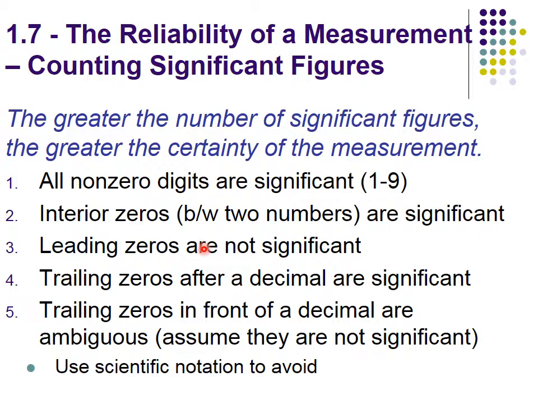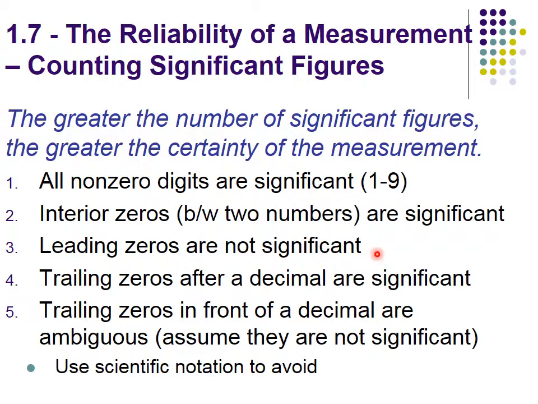So there's 5 rules with significant figures, and we're going to practice these. We just have to go over the rules first. So rule number 1 says that all non-zero digits are significant. So anything that's not a 0, 1 through 9, these are always significant digits. So that means the rest of the rules are about zeros. Number 2 says interior zeros are significant. So a 0 between 2 numbers, so 403. The 0 would be significant.